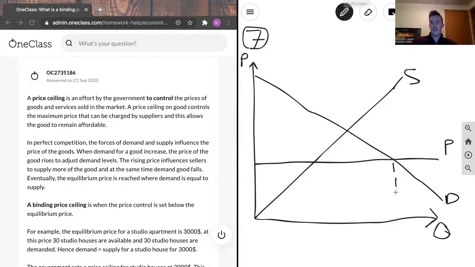So the price ceiling is going to cross the demand curve once and the supply curve once. Where it crosses the demand curve, we've got quantity demanded. And where it crosses the supply curve, we've got quantity supplied. Now in this case, our quantity demanded is more than our quantity supplied. So we have a shortage. This is what our junior tutor was getting at in that example.